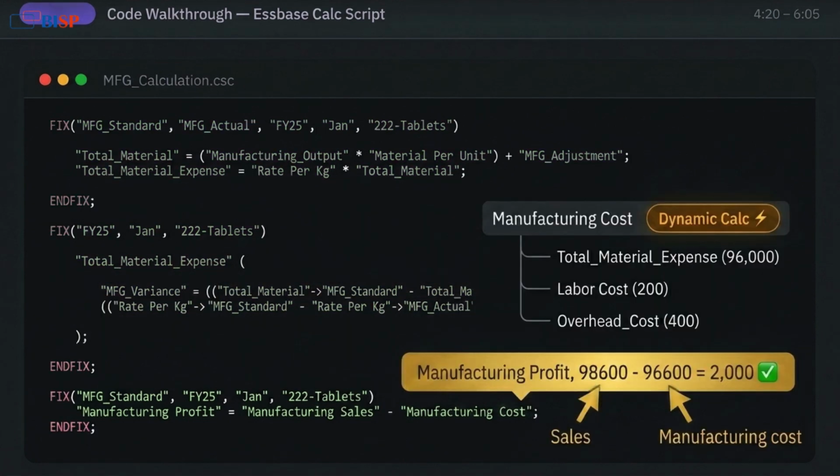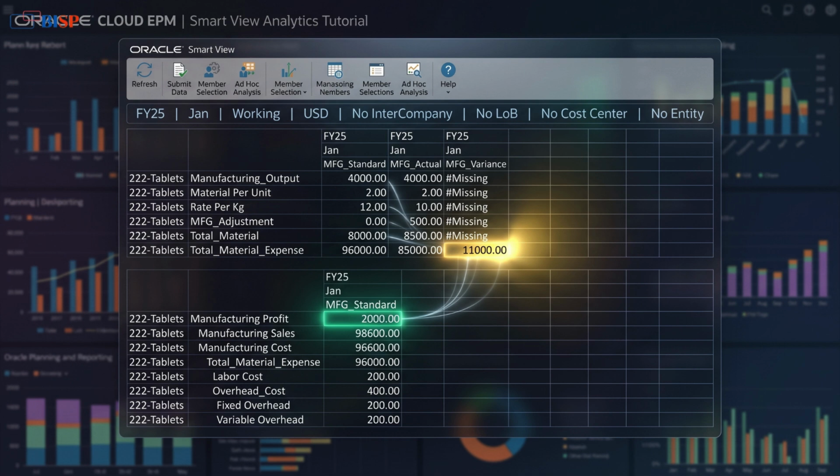Pass 3, we fix MFG standard only. Manufacturing profit equals manufacturing sales minus manufacturing cost. That is 98,600 minus 96,600 equals 2,000. Here is the Smart View output after successfully running the Calc script.